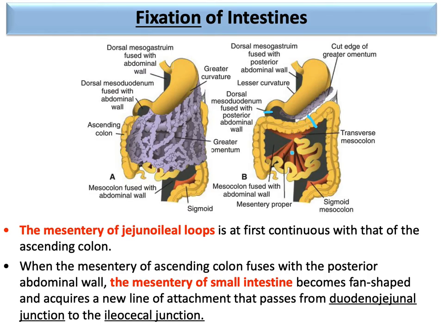So look, the mesentery of the jejunal loop is at first continuous with that of the ascending colon, but the mesentery of the ascending colon fuses with the posterior abdominal wall. Then the mesentery of the small intestine becomes fan-shaped, as you see here, and it acquires an oblique line from the duodenojejunal junction to the ileocecal junction.